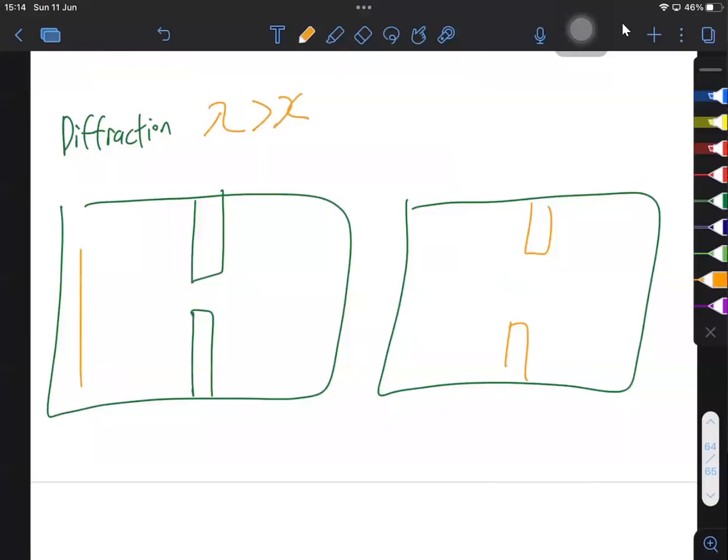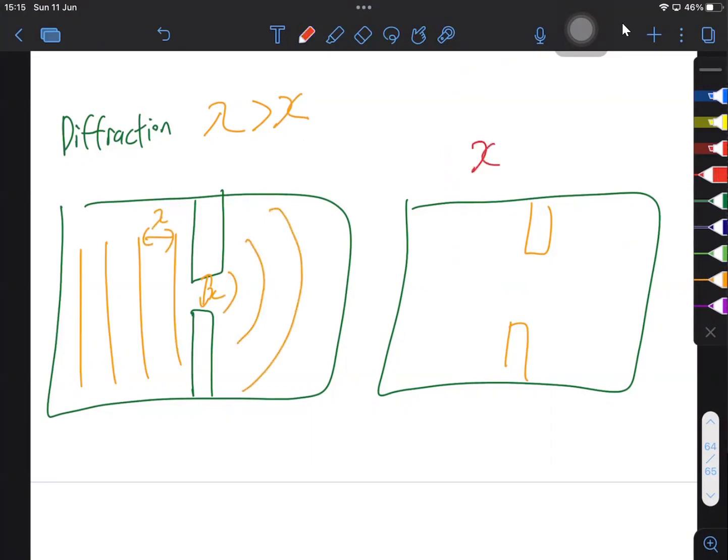And when you're asked to draw diffraction, as long as your wavelength is larger than your gap, there's going to be a very nice Wi-Fi signal. But in a scenario where your gap is larger than your wavelength, then obviously your Wi-Fi signal will become bad. It will look something like this.